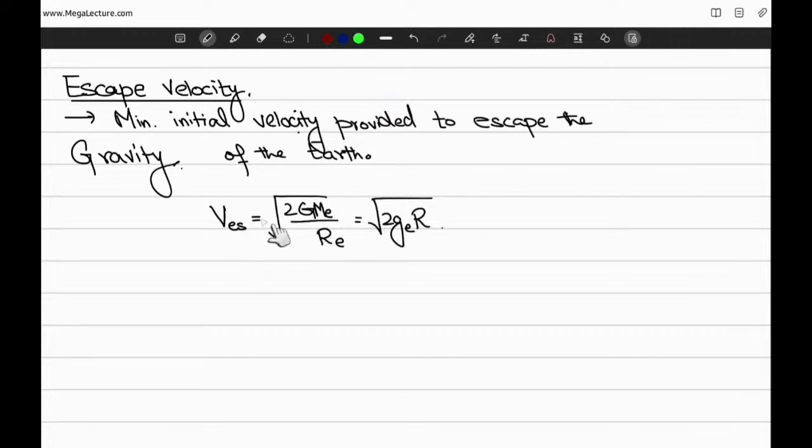So you want something to escape the Earth's gravity. Now, to escape the gravity of the Earth, it has to basically escape the gravitational potential energy of the Earth, right? So it has to overcome that energy. So you have to give this object some amount of kinetic energy, and that kinetic energy should be at least equal to the gravitational potential energy of the Earth, right?